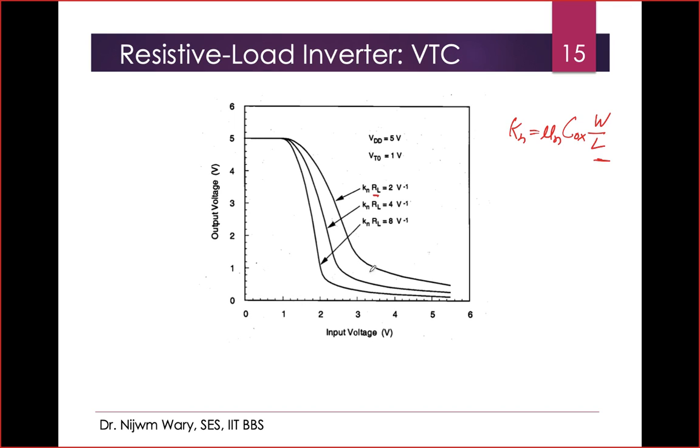You can see that if my KNRL is very small, my VOL is at this point, which is very large. Whereas if my KNRL is higher, then I can get a smaller VOL like that. Similarly, VTH is also affected by this KNRL.